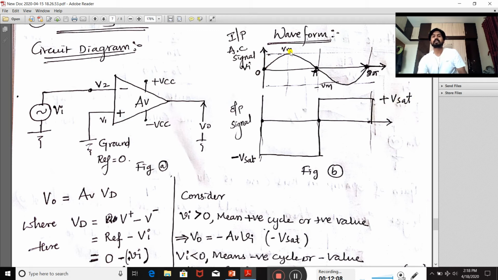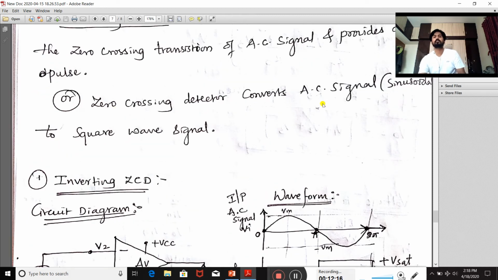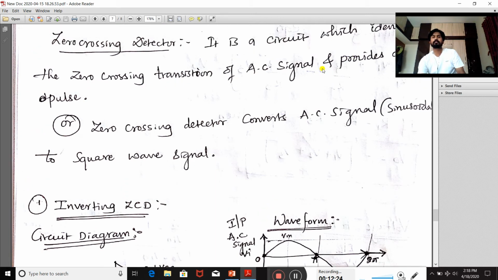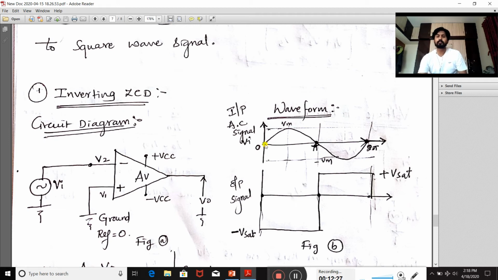So here the sinusoidal signal is converted into a square wave. That is the definition we have seen. The zero crossing detector converts a sinusoidal AC signal to a square wave signal, or at every zero crossing transition of the AC signal it provides a pulse. That means at this zero crossing it is producing the negative, and at this crossing it is producing positive. Why? Because it is inverting. For the positive input it is producing a negative, and for negative Vi it is producing positive V saturation, hence it is an inverting ZCD.